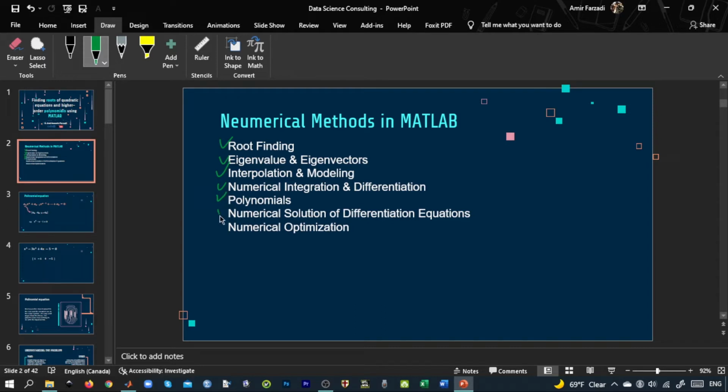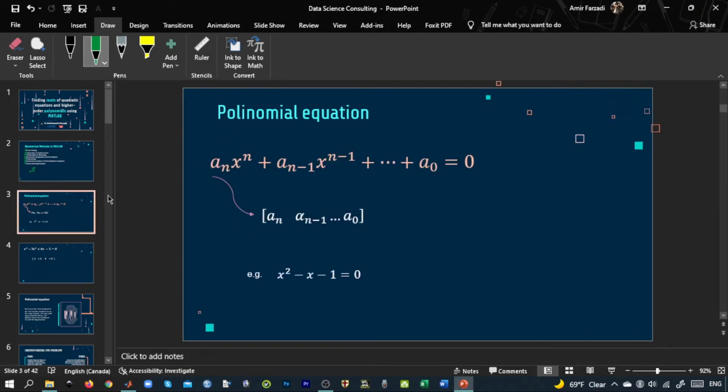After that, we will solve differential equations numerically, both ordinary differential equations and partial differential equations. And finally, we will learn how to use MATLAB to solve optimization problems, both quadratic and nonlinear optimization problems. For linear optimization problems, you can see the previous session. So let's start with the root finding methods, and then we will cover the other topics as well.